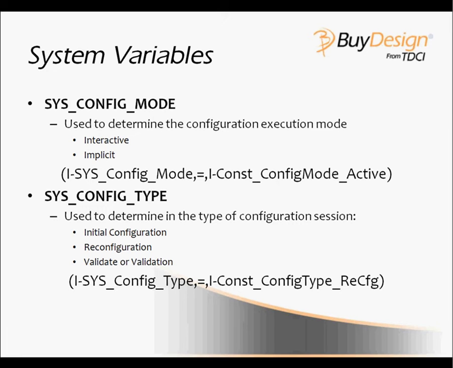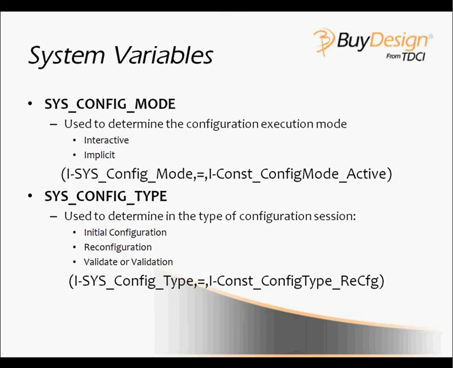An implicit configuration is what we also call a silent configuration. It's one that gets run behind the scenes. I'll have a part number and then I'll have a list of variable names and variable values that I would pass to the configurator. And then behind the scenes, it would process and validate the variable names and the values.